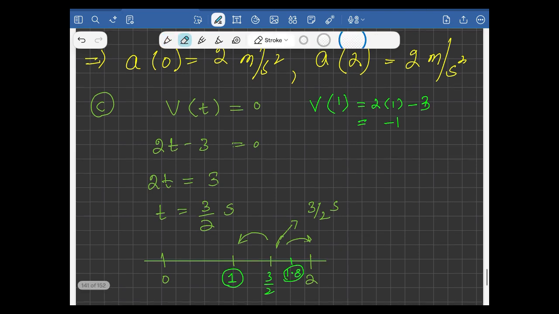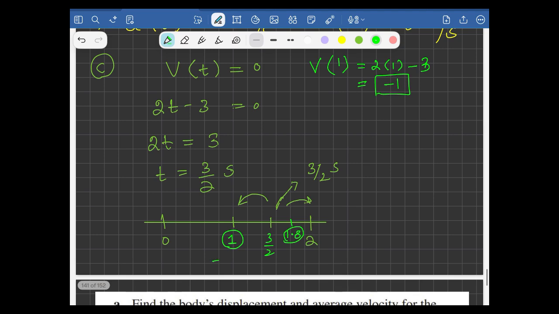Okay, so that's minus 1. What's important is this became negative. This became negative here. All right, let's go for the second one.